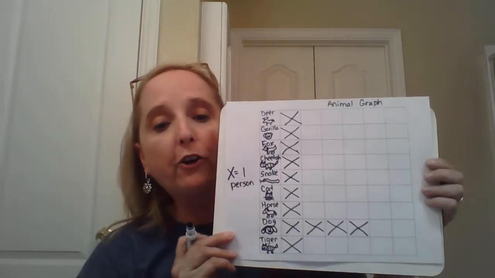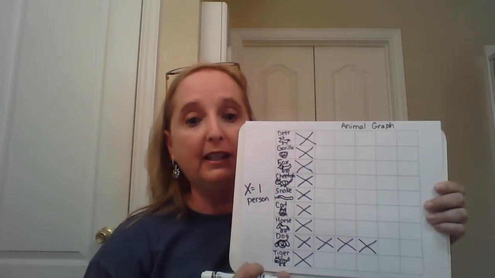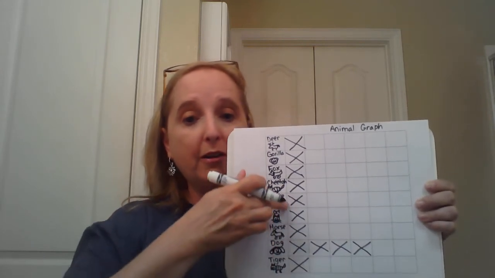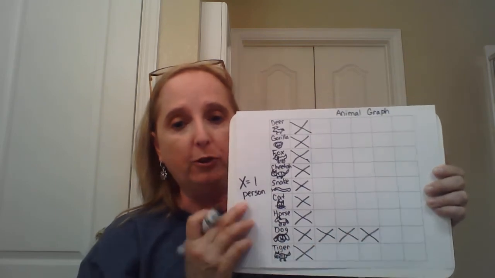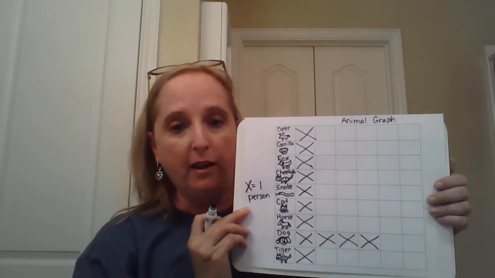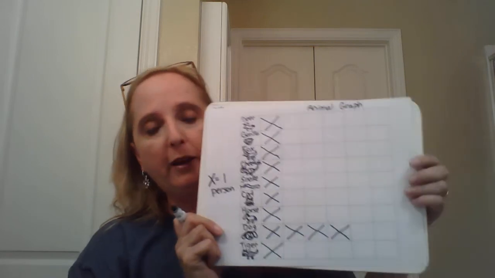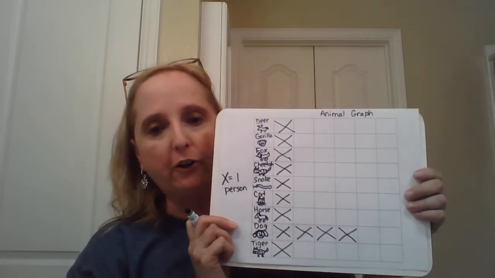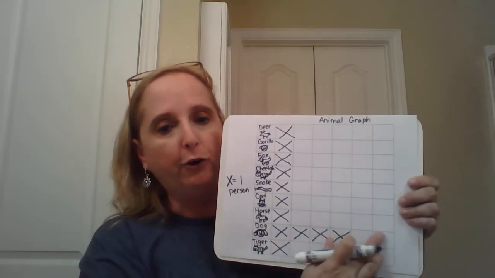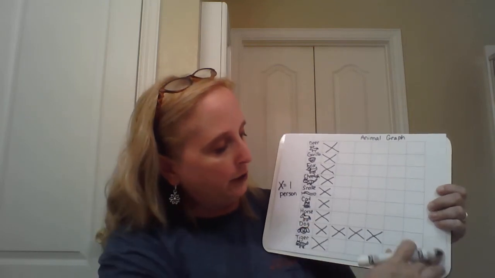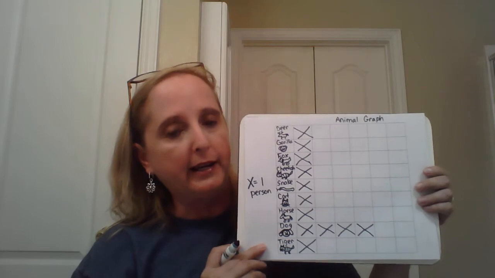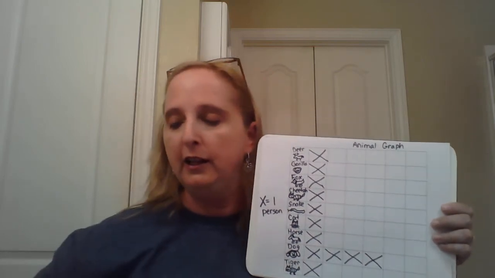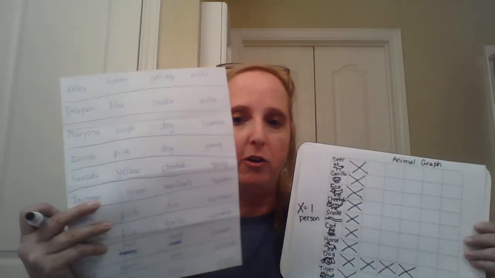So we can read our graph this way, and we can see pretty much we all just have one, except for the dog. We had several that chose dog as their favorite animal. So another way we can read our information on our graph, even if the graph is going horizontal, we can read it, and this is way easier to read our information than trying to look at all the words.